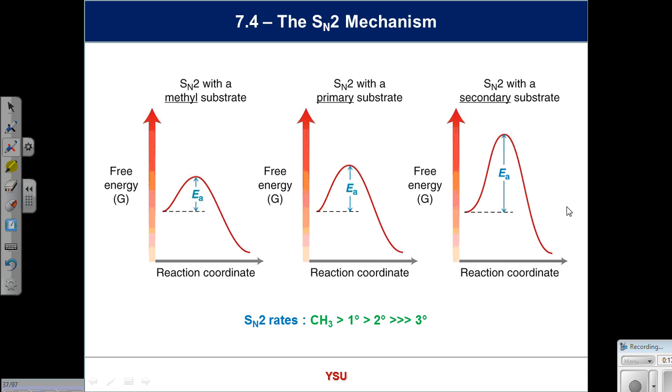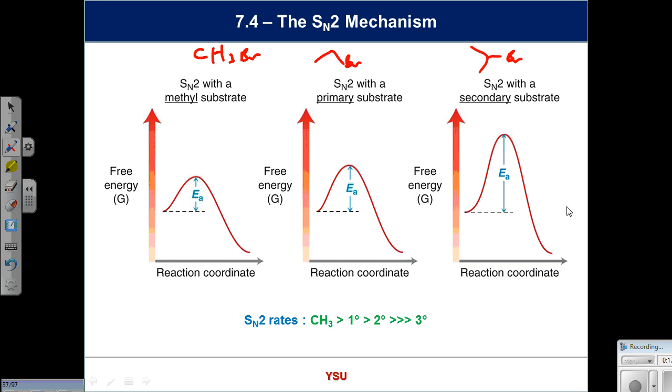When does what apply? So in this slide, we have an SN2 reaction with a methyl substrate. What that means is we're dealing with something like CH3Br. And then we have a primary substrate, maybe something like that, with one carbon attached off of the alpha carbon. And with a secondary substrate, maybe we have two there. So we're getting some branching. And that branching makes a difference.